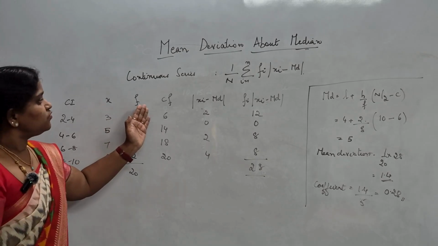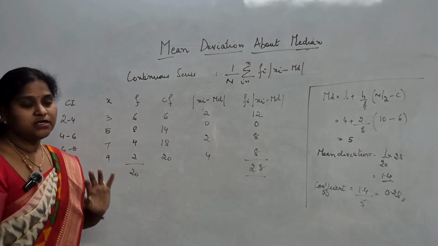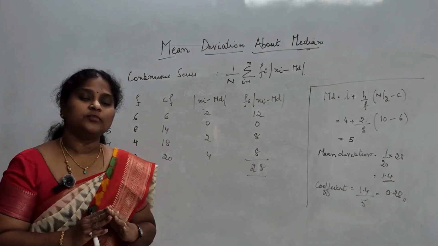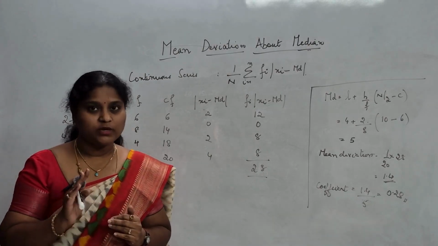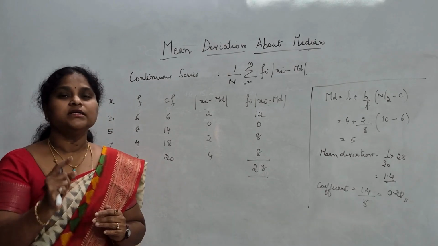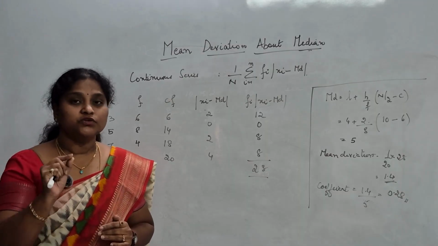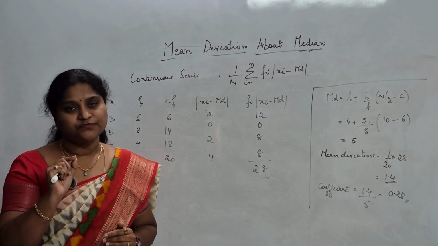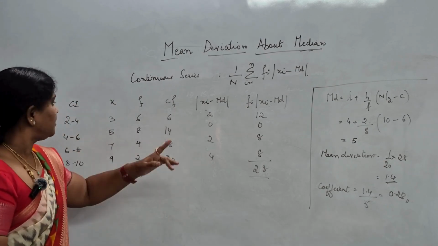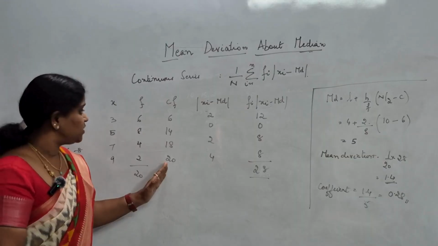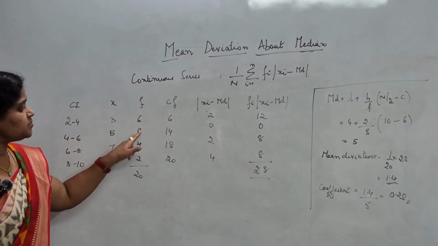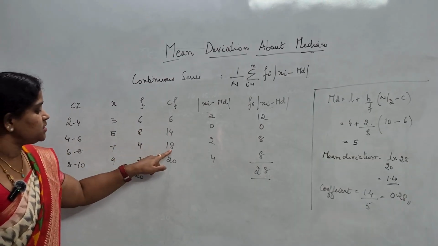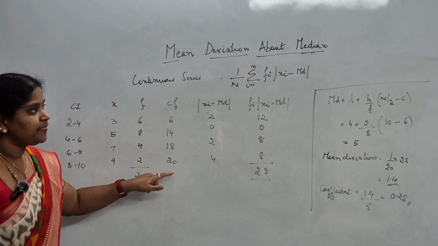Now, we need to find out the class intervals because to find median, the formula is L plus h by f into N by 2 minus C, where L is the lower limit of the class interval. To find out the lower limit of the class interval, we need to find the median class first. So, we need to find out the cumulative frequencies: 6, 6 plus 8, 14, 14 plus 4, 18, 18 plus 2, 20.